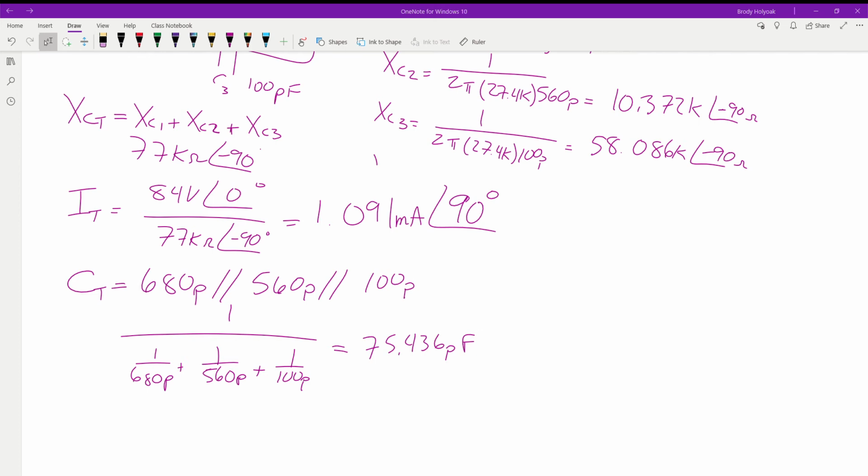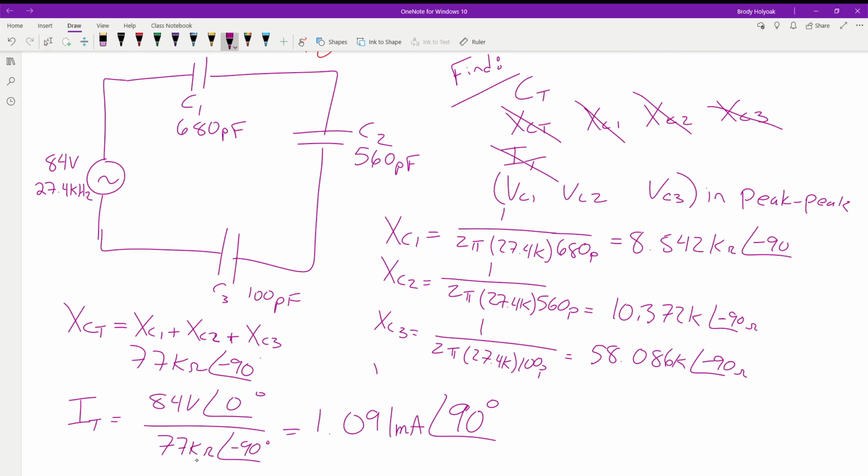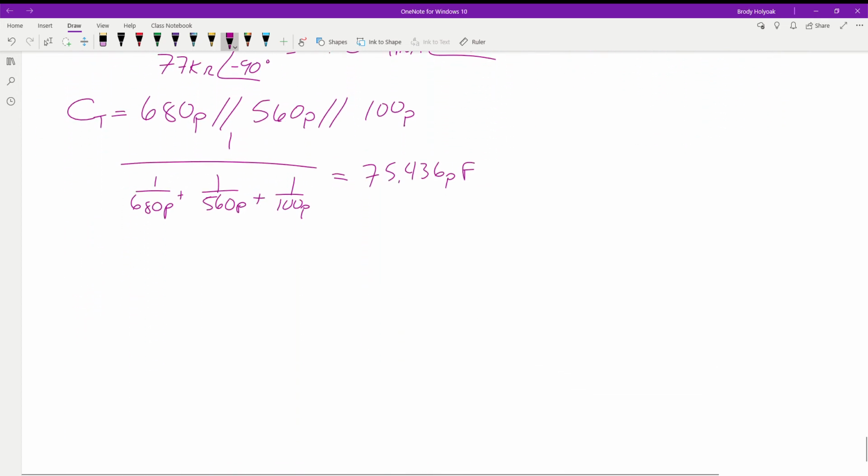Okay, Simon, we've got the voltages left. Which voltage would you like to solve for? Okay, we'll just go with voltage of capacitor 1. Okay, how do we solve for the voltage of capacitor 1? What parameters do we need to know? Okay, think back to Ohm's law. What do we need for voltage?